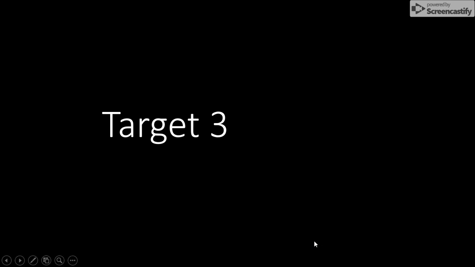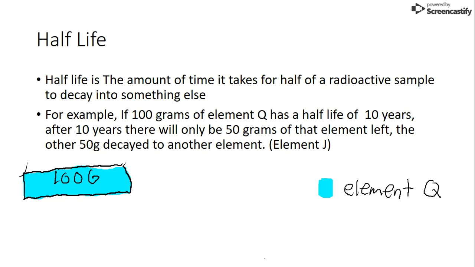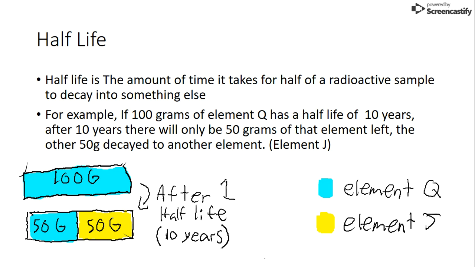Okay, target 3. Half-life. Half-life is the amount of time it takes for half of a radioactive sample to decay into something else. For example, if 100 grams of element Q has a half-life of 10 years, after 10 years there will only be 50 grams of that element left. The other 50 decay to another element. This is a picture showing after 10 years it decays into element J.